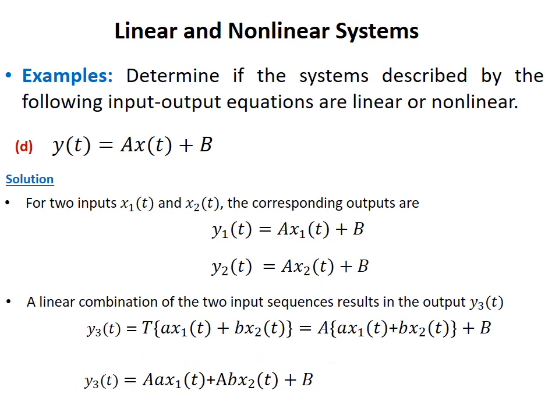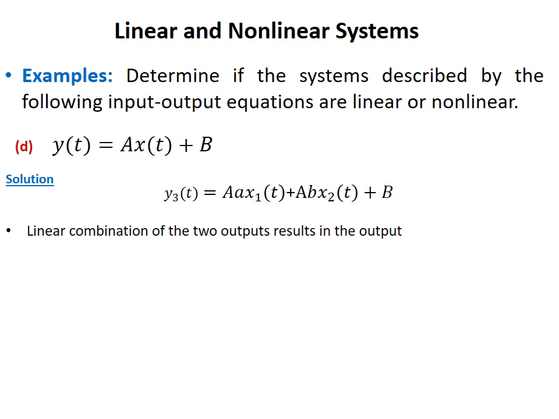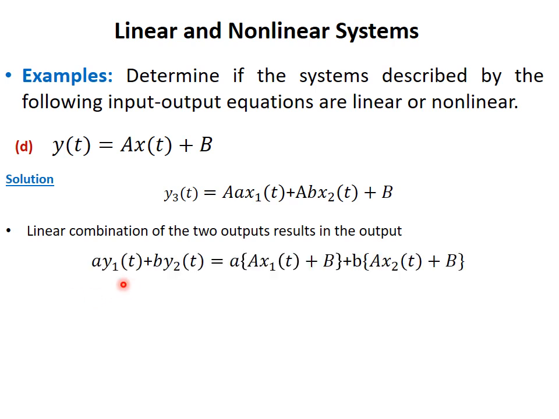Now let us find out the result produced by the linear combination of outputs. So let's say y1, y2 are multiplied with a and b respectively and then added together. Replacing the values of y1 and y2 in this equation, the value of y1 is ax1 plus b, and the value of y2 is ax2 plus b. And after some simplification, you can see that this value is not equal to this value, right? So this indicates the system is not linear, although the equation looks linear.